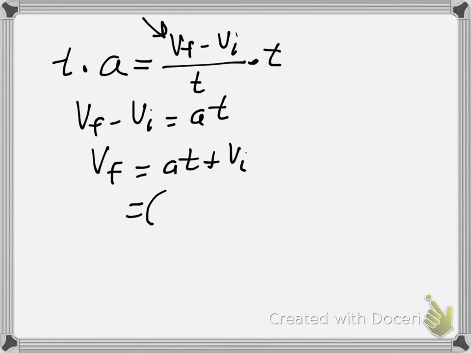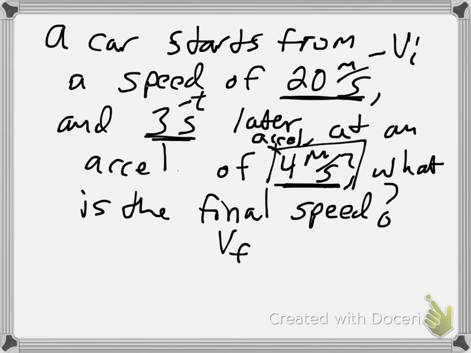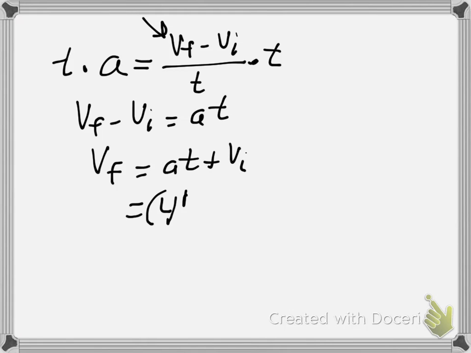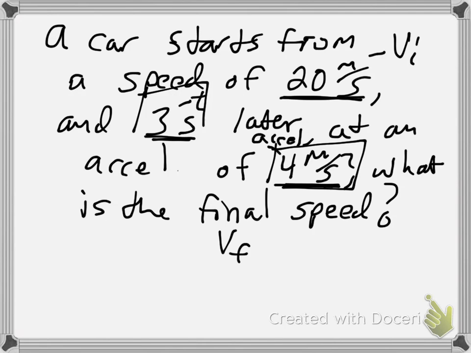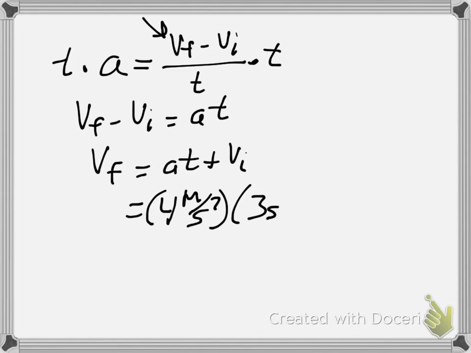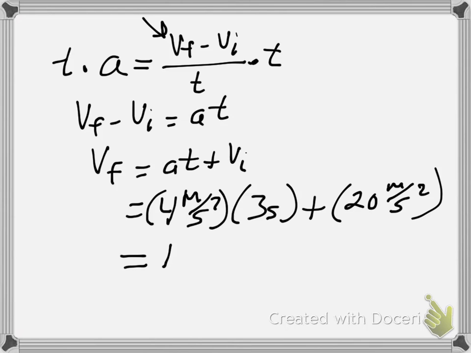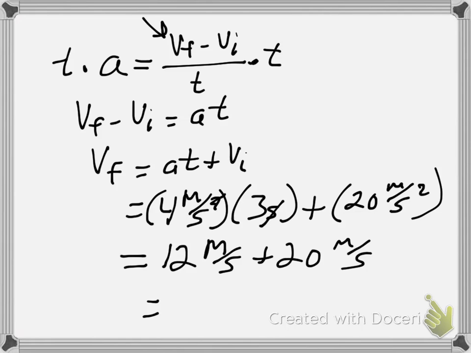So A, if you recall, was 4 meters per second squared times 3 seconds plus an initial velocity of 20 meters per second. And here we're going to get 12, and again our seconds are going to cancel out with one of the squareds down there, so we're going to get 12 meters per second plus 20 meters per second, and so this is going to be 32 meters per second. It's going to be our final velocity. Okay.